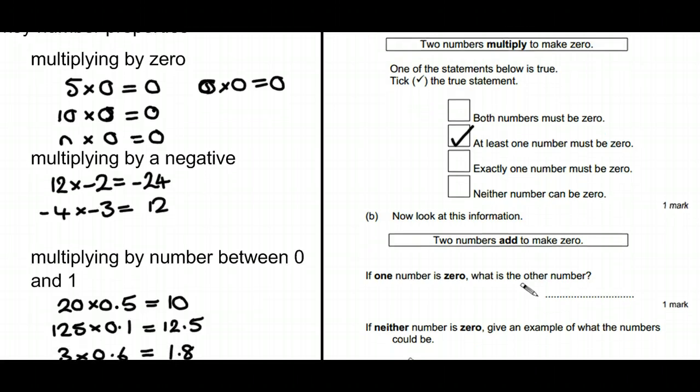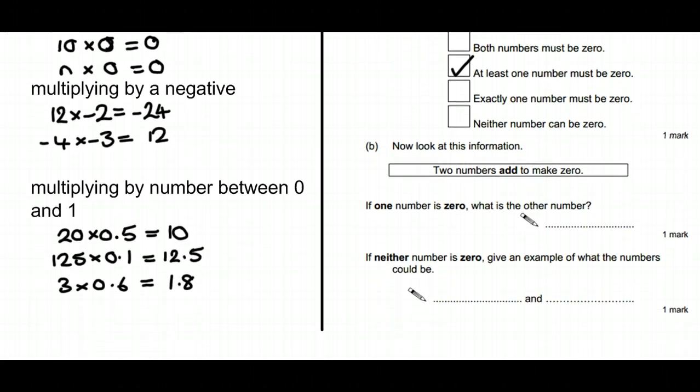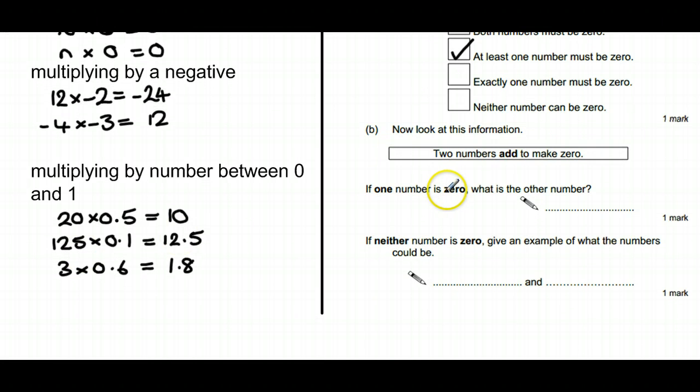Two numbers add to make 0. And one number is 0. What is the other? Well, if we're starting on 0 and we're going to add something to it, anything else other than 0 would make it go up or down. So if one number is 0, what's the other number? It's going to be 0.